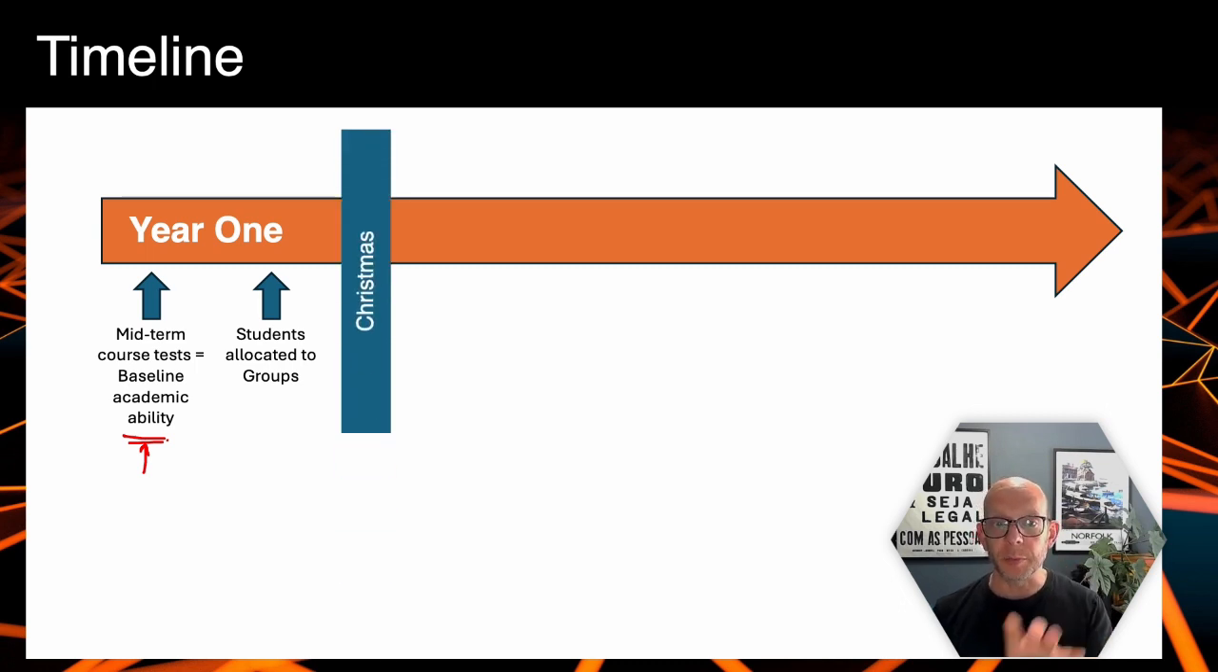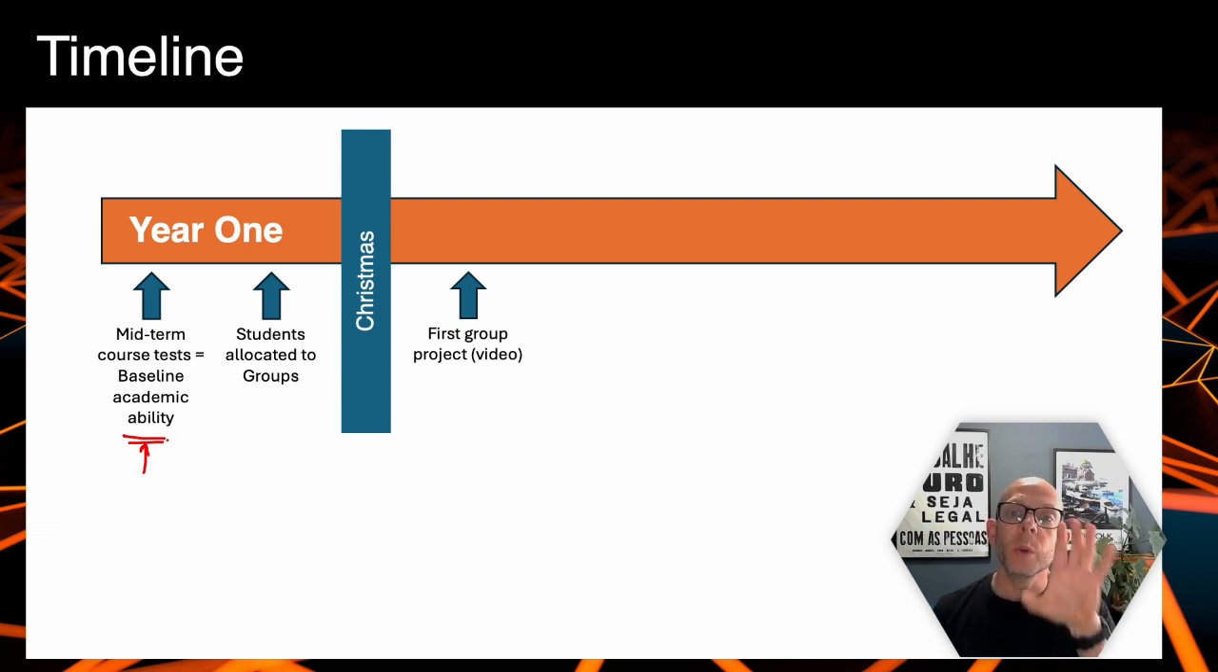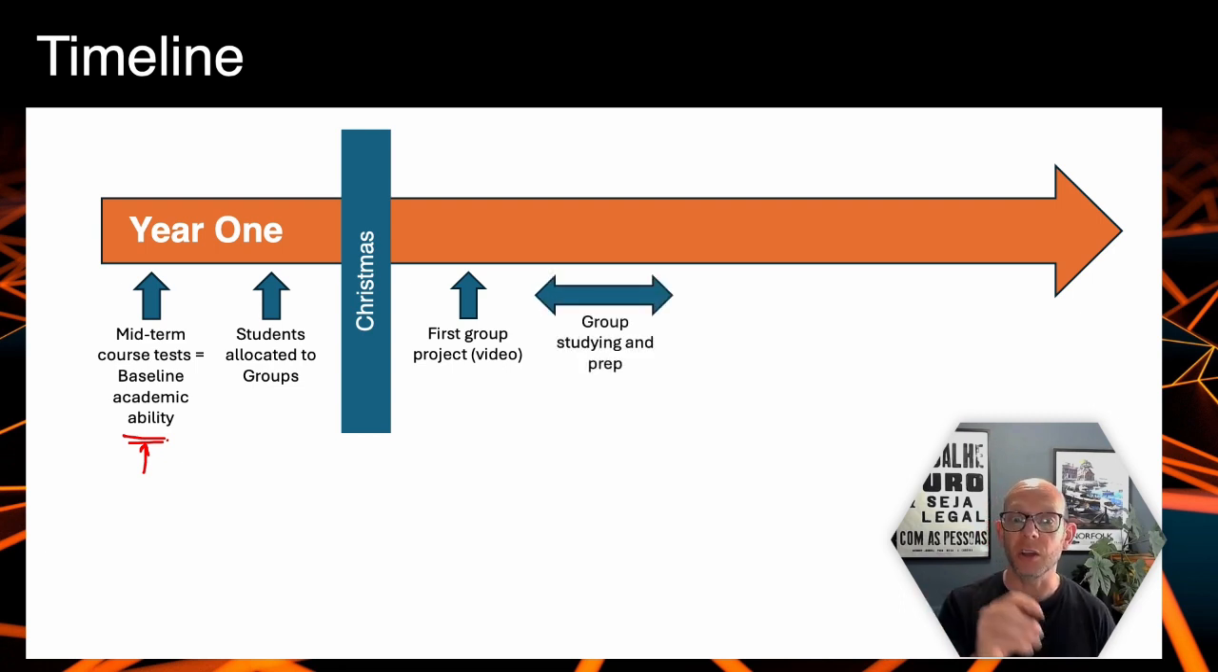Students are allocated to their groups before Christmas. Shortly after Christmas, they have to submit their first group project, which is a video. We don't pay too much attention to this because there's very little variation in the grades. Most groups did very, very well here. Plus, students have not had a real chance to work together because that occurs later. So they're encouraged to work together to study for the rest of this term.